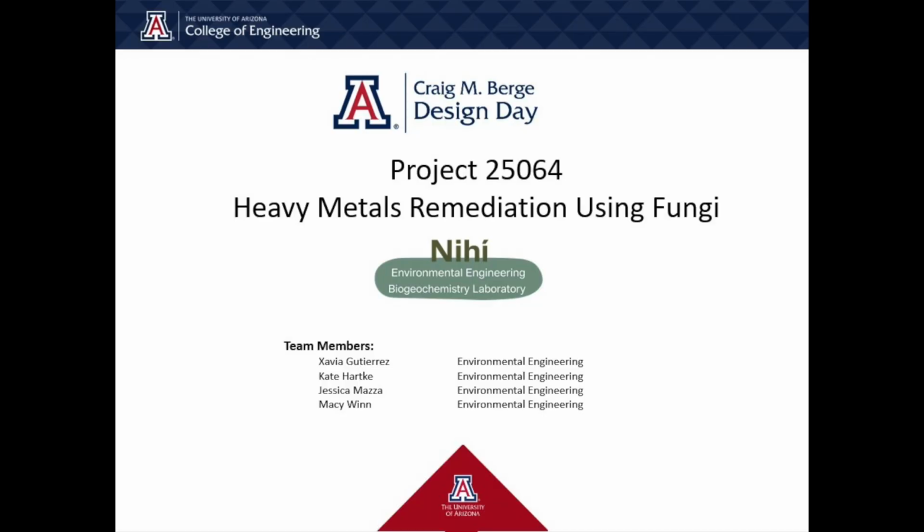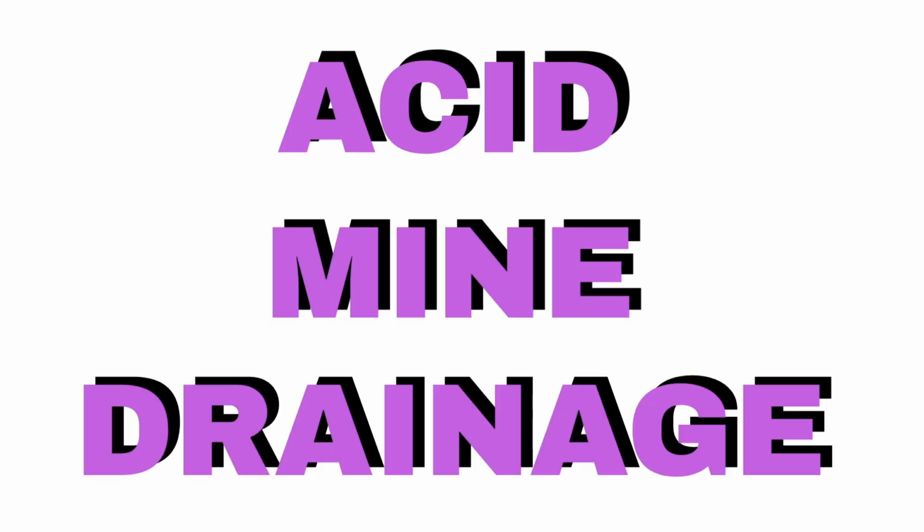You may not drink it directly, but contaminated mining water finds its way into our ecosystems, our food chains, and our water resources, threatening the safety of both people and the environment. Across the United States, abandoned mines have leaked toxic runoff into nearby streams for decades. The biggest culprit of this pollution is something called acid mine drainage.